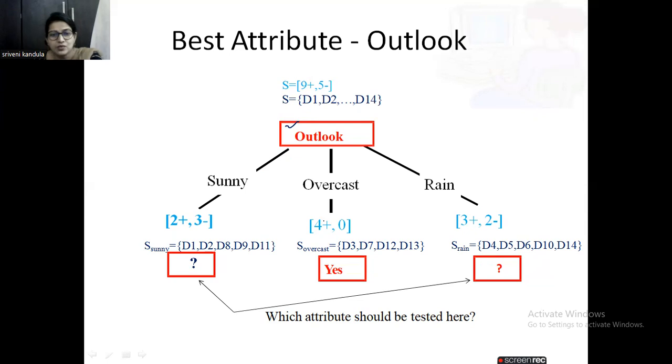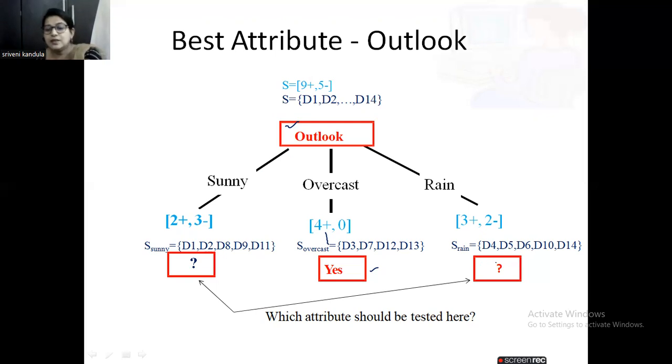Now if you see, overcast has 4 positive examples and all are positive examples. So that means directly I can label it as yes. I need not solve it further. Directly I got my classification. At the leaf node, I can write a value yes. So this path is solved. Now I have 2 more alternatives. Should I go with sunny or should I go with the attribute value rain? Which will give me the best value? That should be checked out.